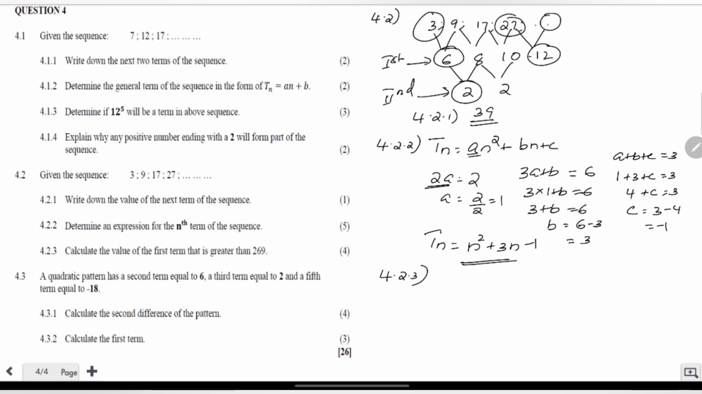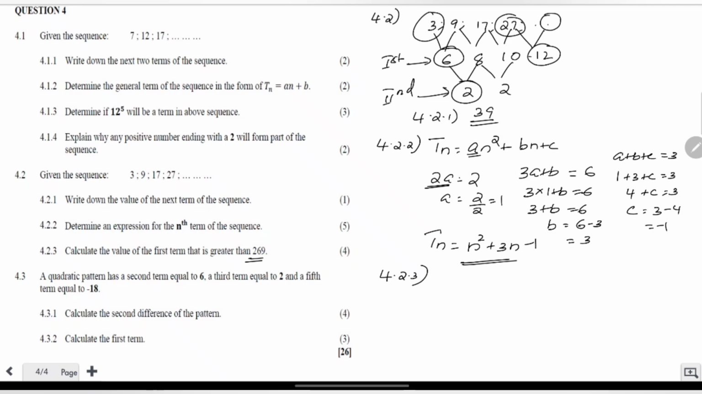Calculate the value of the first term that is greater than 269. So which term is 269? We can do this question two ways. You can go with the inequality, or straight away you need to know which term is 269. Then just add 1, you will get the next term, isn't it?